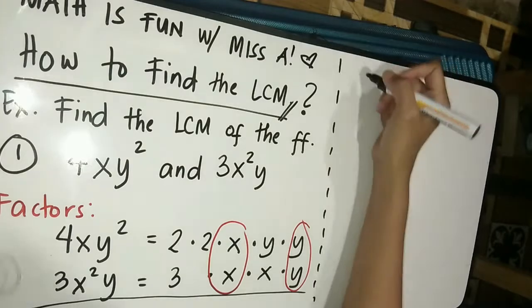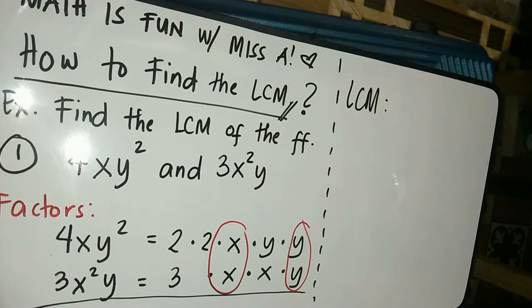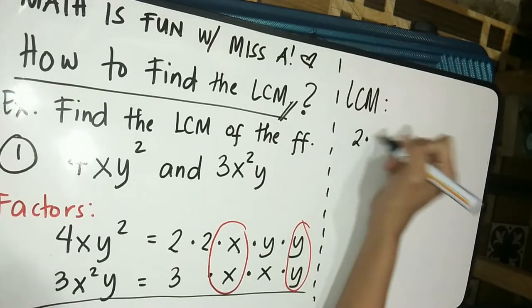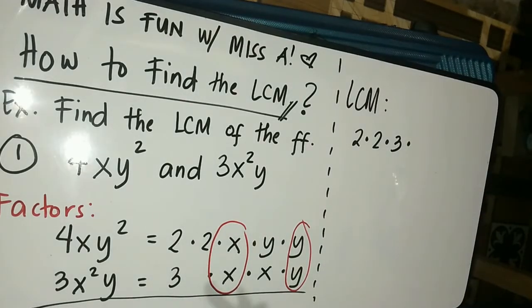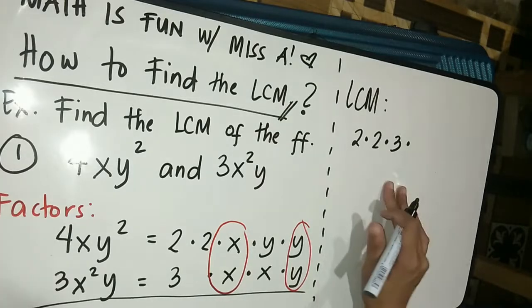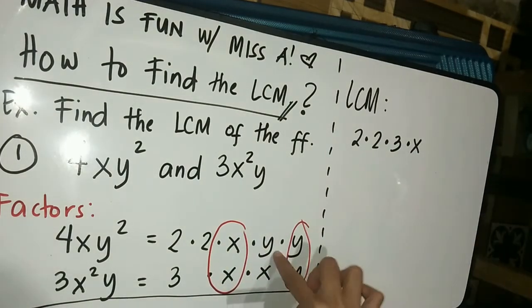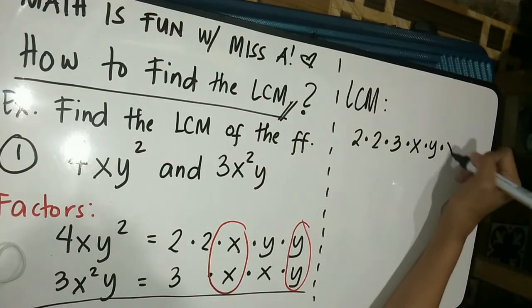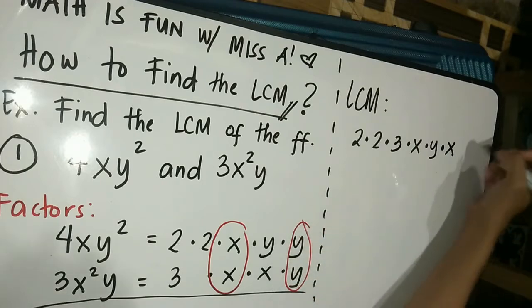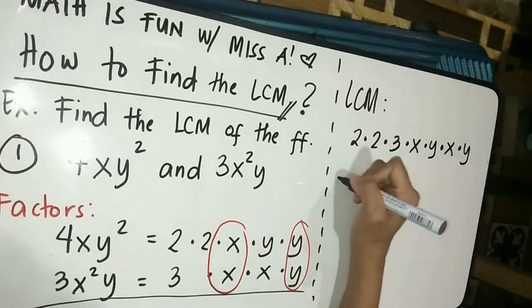So, ibig sabihin, the LCM of 4xy squared and 3x squared y is simply, ito, 2 times 2 times 3. Lahat ng mga hindi napiling common na factors, isusulat mo pa rin siya dito. Tapos yung mga common na factors, ang ibig sabihin lang yan ay, isang beses mo lang siya ilalagay. So, ito, we have x, so times x. Hindi napili yung isang y, so meron ka pang times y dyan. Hindi rin napili yung isang x. Tapos, meron kang parehas dito. So, that is times y. Isang y lang. So, just multiply everything and that will give us the LCM.